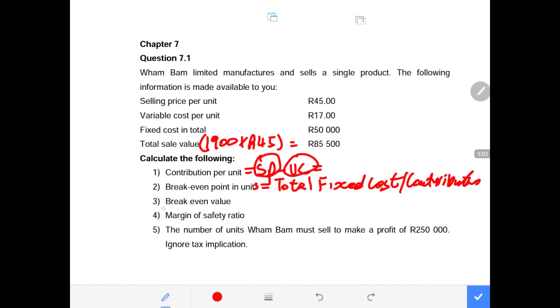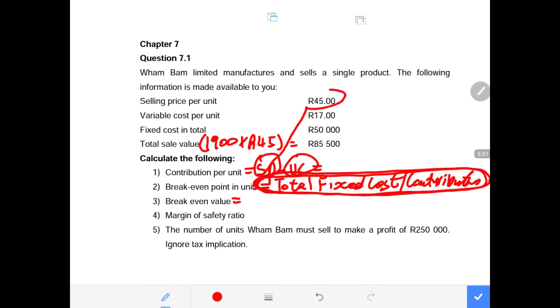Then after, number 3, we are required to calculate the break-even value. That means how much is the sales revenue that will be received in order for this company to be at the break-even point, meaning how much are we going to actually receive as revenue from sales that will lead to that break-even units. Obviously, we have calculated the break-even units, meaning the units at the break-even point. Remember, every unit that we have calculated here that leads to the break-even point is sold at 45 rand.